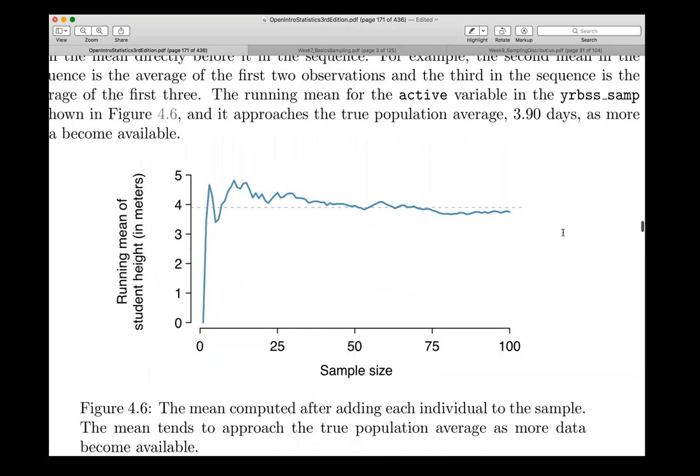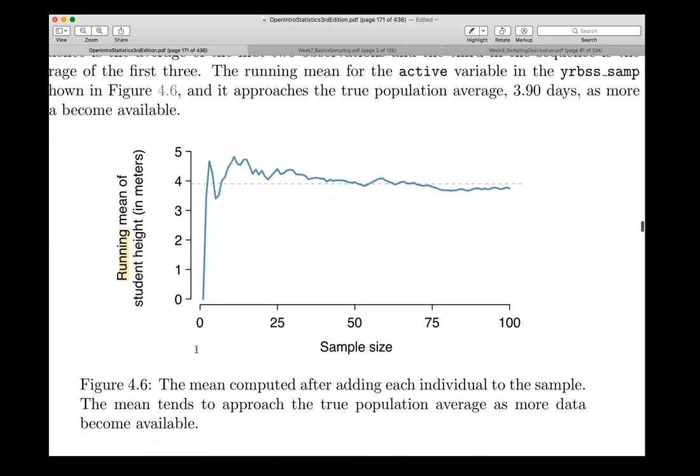But as you can see here in this example, this is the running mean of student height in meters. I think it's a little confusing when they call this the running mean. All they're saying is that let's assume we take a sample with 0, okay? You're going to have a 0 value for average height in meters. But then you take another sample of, say, 5 people. It's going to be a little bit higher than this little dotted line.